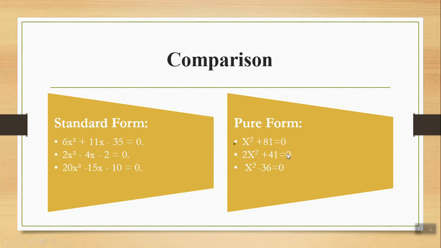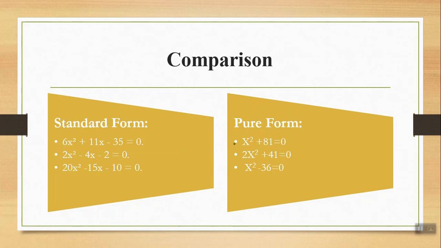Now move towards the pure form. First example, x square plus 81 equals 0. Here you can see that there is no x term, only the exponent 2 and the only constant present here, and then the right side equals 0. Same in the second example, 2x square plus 41 equals 0, and x square minus 36 equals 0.